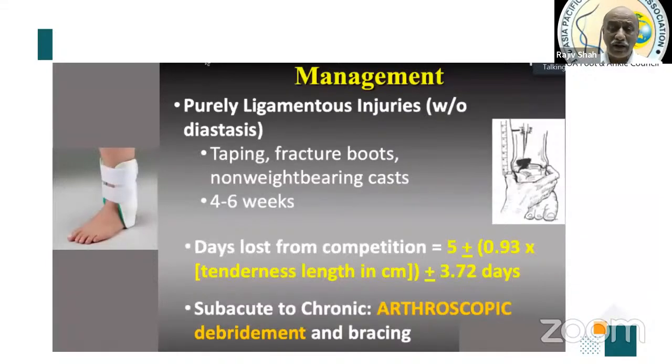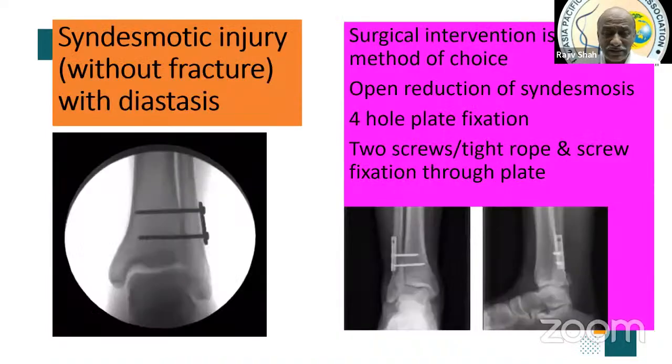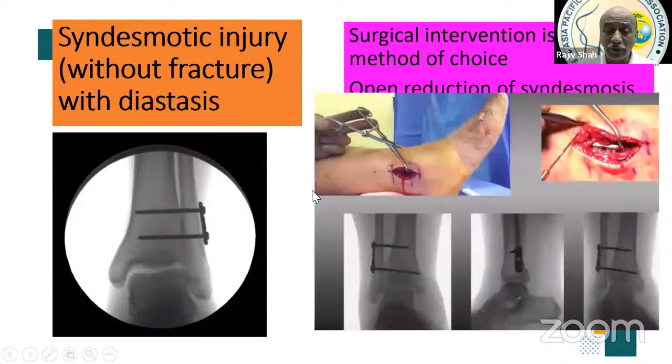So management: purely ligamentous injury, grade 1, you can tape, you can give a boot, non-weight bearing for 4 to 6 weeks, and the patient should do well. But when there is diastasis, the fibula and tibia are separated without bony injury, that is syndesmotic injury, stage 3, type 3. It requires fixation, a 4-hole plate, 2 screws or tightrope and screw fixation through the plate. As somebody was saying, you're using the last 2 holes of the plate and leaving the upper 2 holes. A 2-hole plate can also be used like shown in this case.